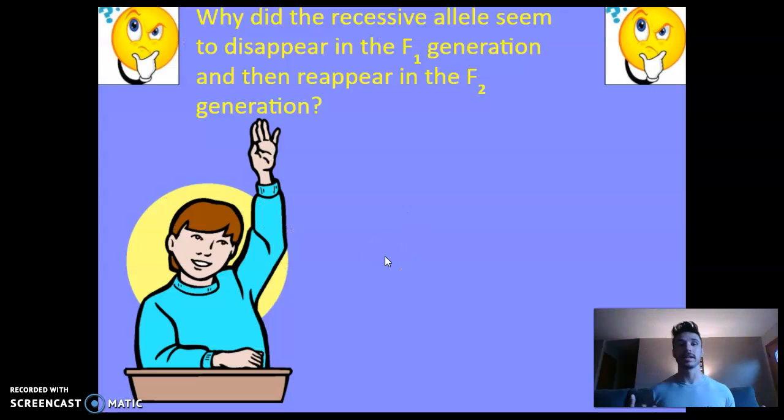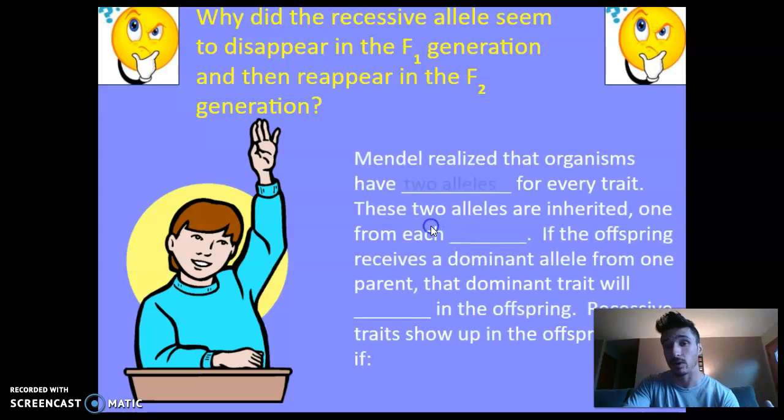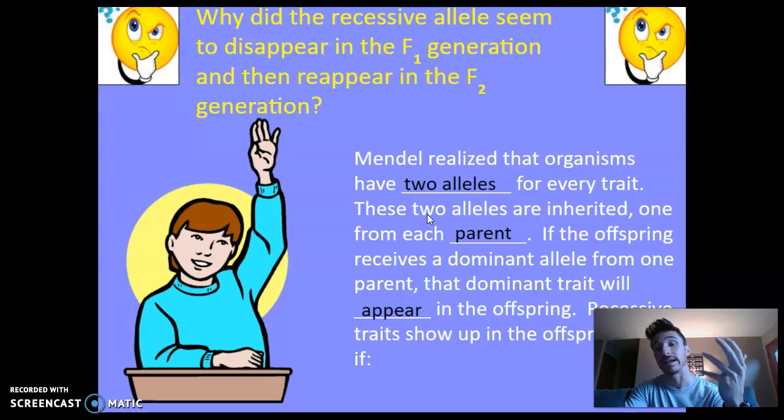Okay, so why did the recessive allele seem to disappear in the F1 generation and then randomly reappear in the F2? It's a good question. So Mendel realized that organisms have 2 alleles for every trait. And these 2 alleles are inherited, one from each parent. If the offspring receives a dominant allele from one parent, that dominant trait will appear in the offspring. It'll be their phenotype. They will look like this dominant allele tells them to look.